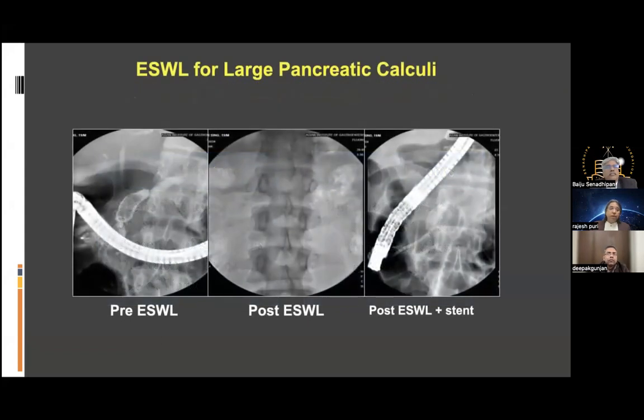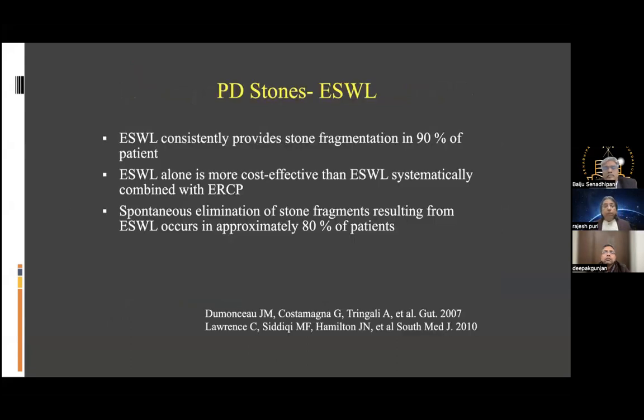So these are a few images. Look at the large stone pre-ESWL, and once you do the ESWL, it pulverizes the stone into small particles, and you can do the ERCP. One important thing I want to mention for colleagues who are doing ERCP: ESWL consistently provides stone fragmentation in more than 90% of patients. And if the stones are pulverized, the majority of the time you don't require ERCP. The stone comes out on its own. You don't subject these patients to ERCP and stenting.